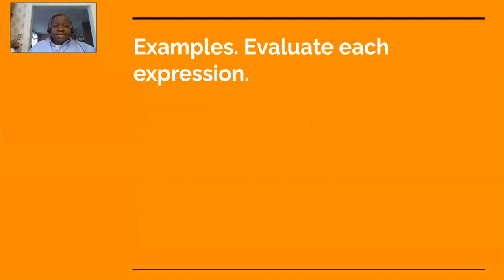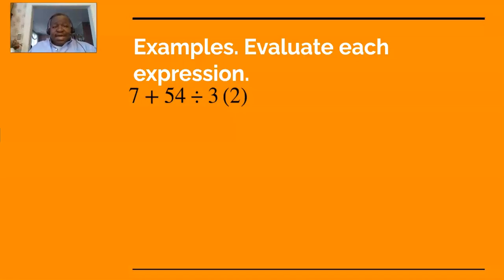All right, so examples. Evaluate each expression. So for our first one, 7 plus 54 divided by 3 times 2. Well, the only thing in our parentheses is the 2. So the next thing will be exponents. We don't see any. Next thing will be multiply and divide.